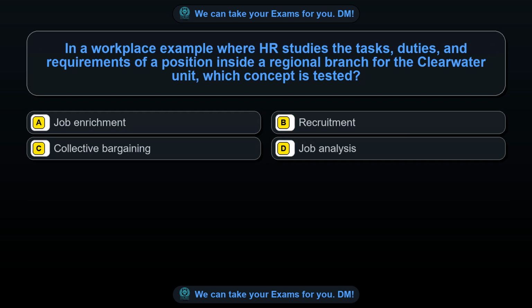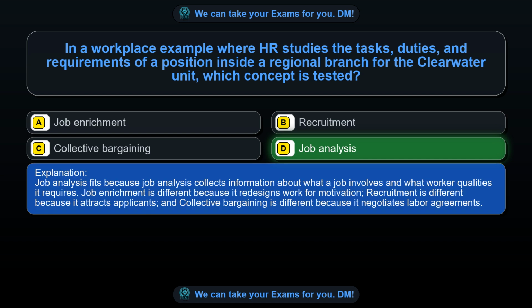Question 33. In a workplace example where HR studies the tasks, duties, and requirements of a position inside a regional branch for the Clearwater unit, which concept is tested? Option A, job enrichment. Option B, recruitment. Option C, collective bargaining. Option D, job analysis. The correct answer is option D, job analysis.